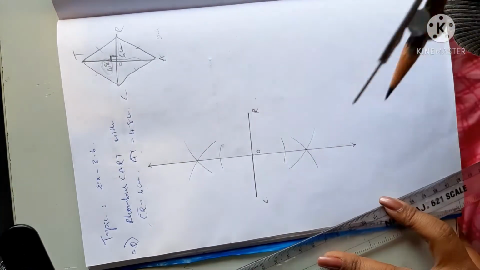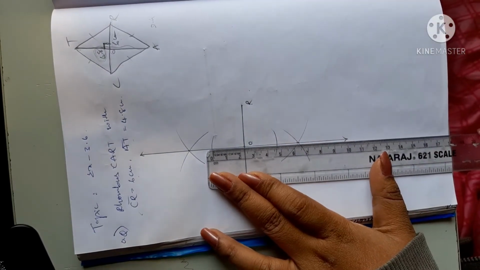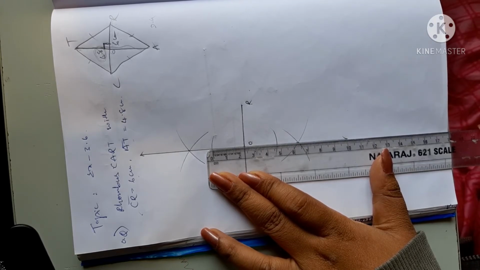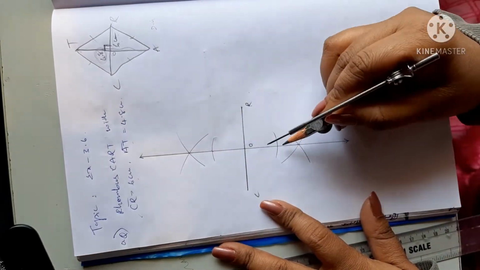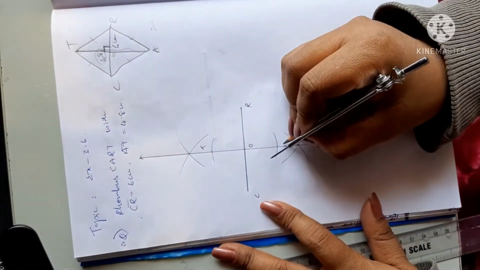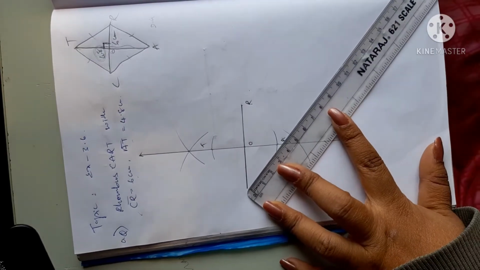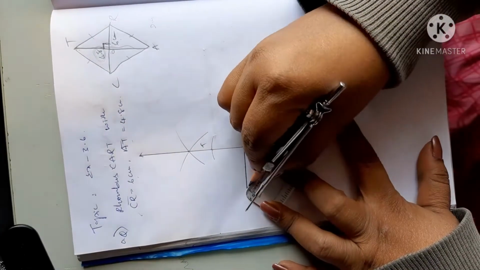If you measure these two from here to here, it is 4.8. Clear? Now, so half of you had drawn. Now you are going to get a point here. Now name it as T and here A. Now join CART.